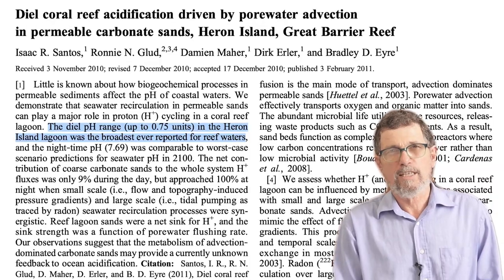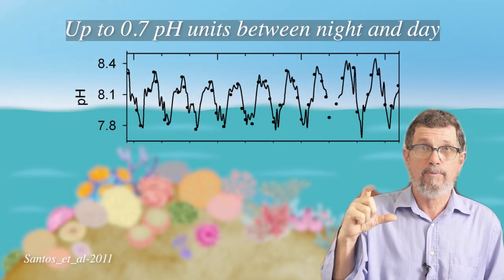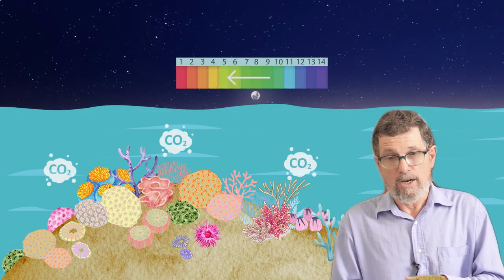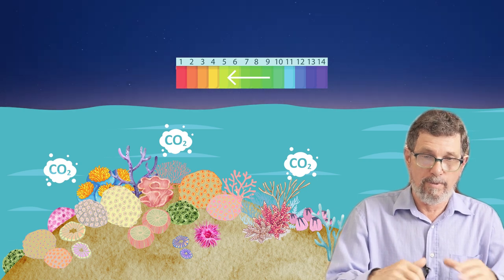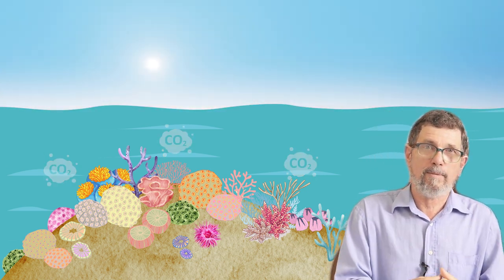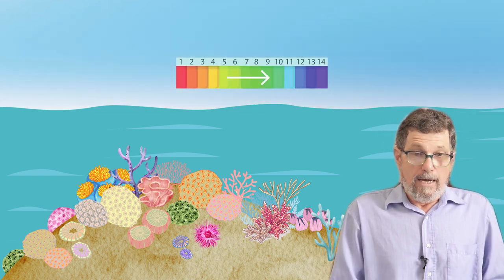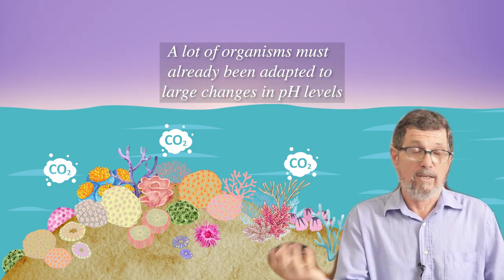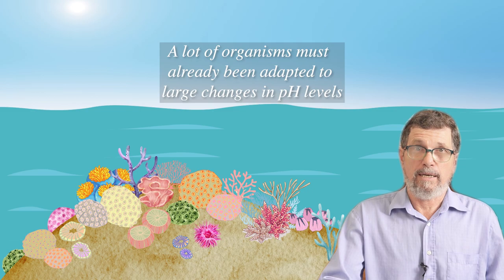Now, the other thing that's often not considered is that on any coral reef, there are naturally very large swings in pH of up to 0.7 pH units between night and day. That's way higher than what's going to happen between now and the end of the century. Now, this happens because of photosynthesis. There's none of that in the nighttime. So carbon dioxide is released by animals. This lowers the pH. During the day, the carbon dioxide is consumed by the plants and algae, and the pH goes up. Many of the experiments don't take into account these natural changes. And by the way, the fact that we do already have these large pH changes on reefs tells you that a lot of the organisms must already be quite adapted to largely changing pH levels.